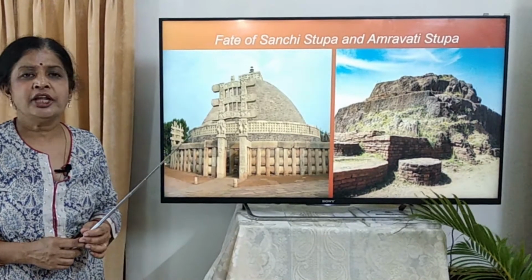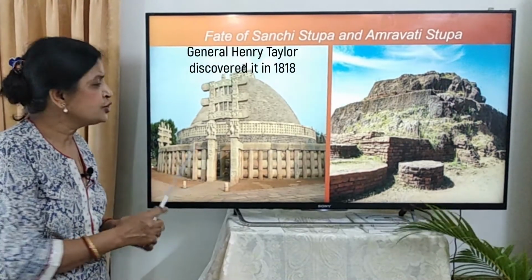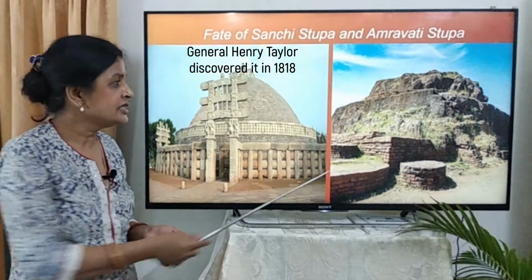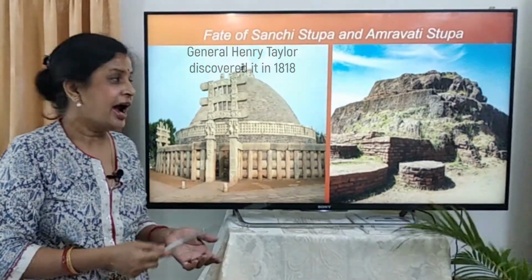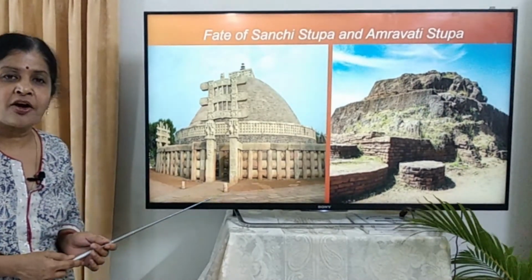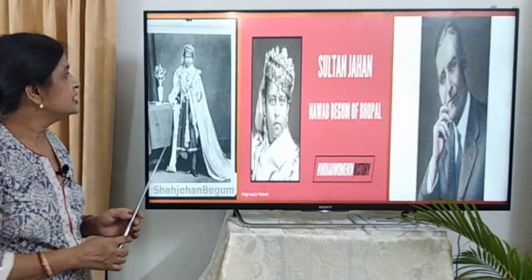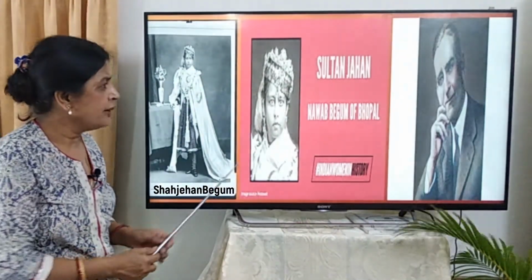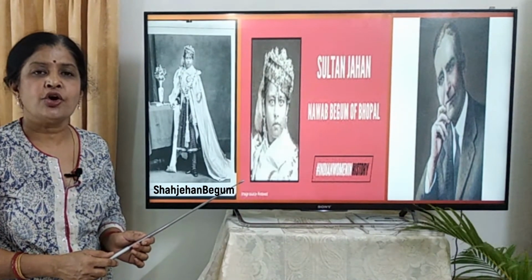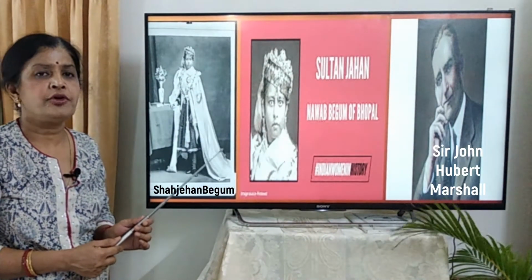Now, children, we come to the next part. So many stupas were made. Then why is the Sanchi stupa the most preserved and the Amravati stupa is not? You can see how it is in a condition of ruin, and see how nicely preserved the Sanchi Stupa is. It is because of three important people: Shah Jahan Begum, Sultan Jahan Begum, and the Director General of ASI, John Hubert Marshall. These three people played an important role in preserving it.